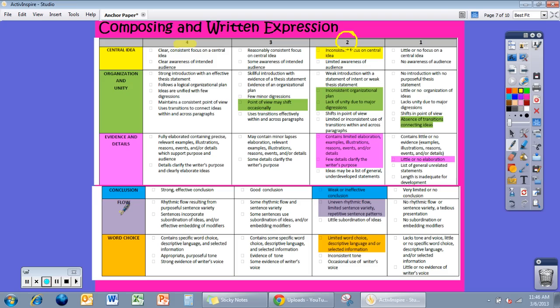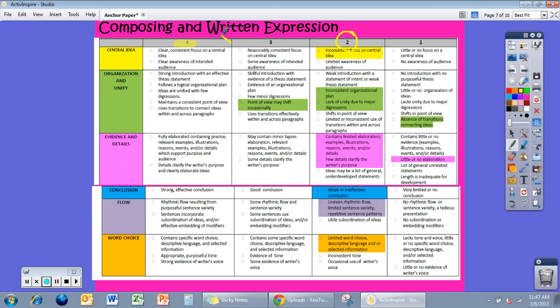Weak conclusion. The flow. Now, the flow of the paper is all about your transition of ideas, your modifiers, your purposeful sentence variety, different kinds of sentences. And notice that this one has an uneven rhythmic flow, limited sentence variety, repetitive sentence patterns. So really think about how you're starting your sentences, how you're ending your sentences, what kinds of sentences you have. Your word choice. Notice again, limited word choice, descriptive language, or selective information. So this person does not have good word choice.